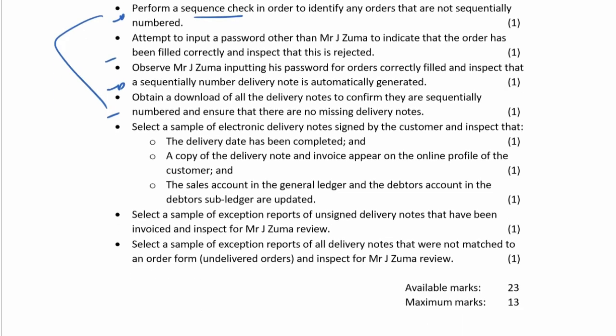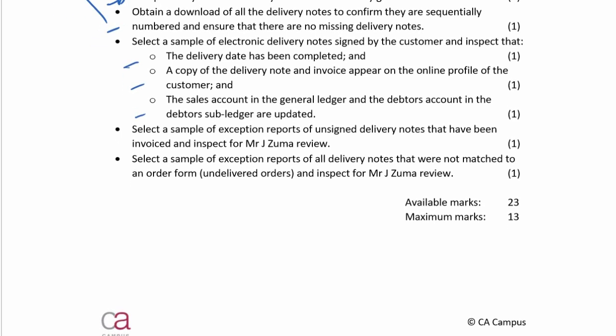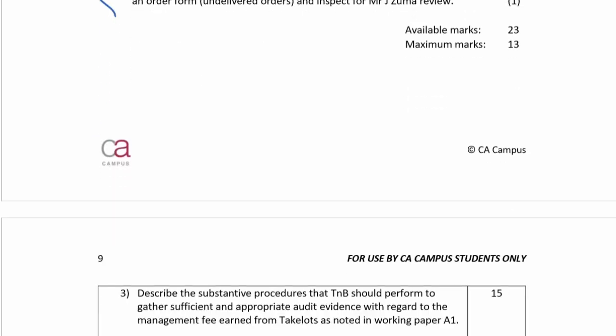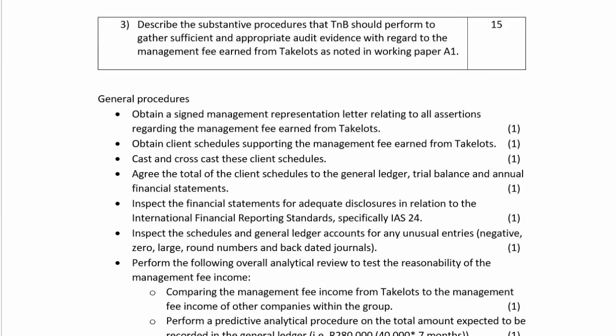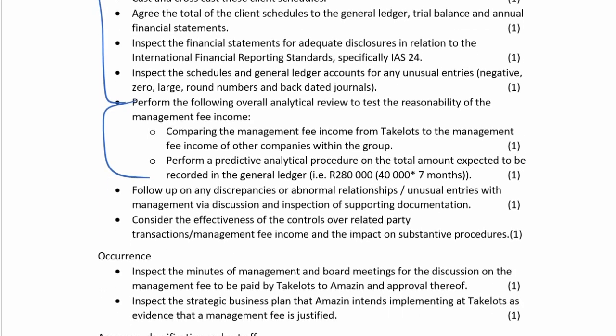For electronic delivery notes that are signed, go and see that the date is completed, that they have a copy on their profile, and then that the revenue and the data subledger are updated. Look at those exception reports that they say they do actually pull. And then your substantive procedures, guys, those general procedures, nice and simple. You should always be getting those. Then analytical procedures, some procedures there. Another predictive example, 40,000 times the 7 months.